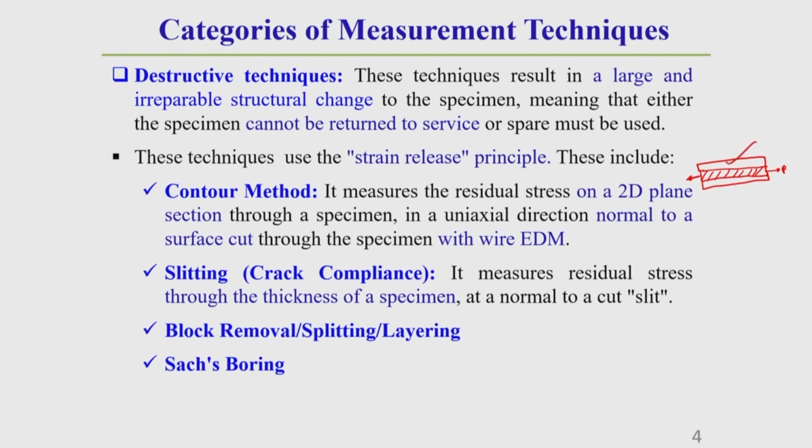Now, once we remove this support from the bar, it will return back to its original length, L0. Let this be the final length, and once we remove the support, it returns to its original length. That means it releases a strain. This released strain is generally measured in destructive techniques, because there was some elastic strain and some stress that was locked in, and that stress is called residual stress.